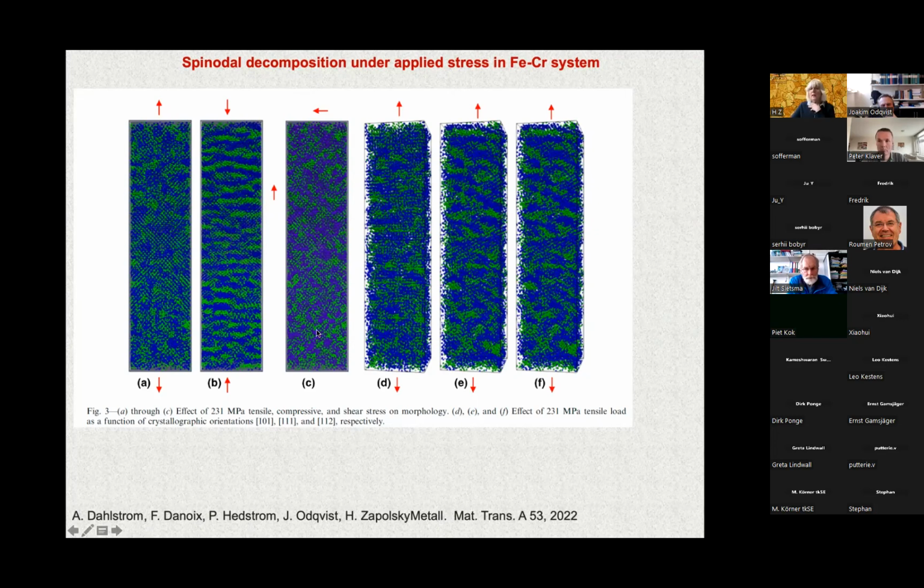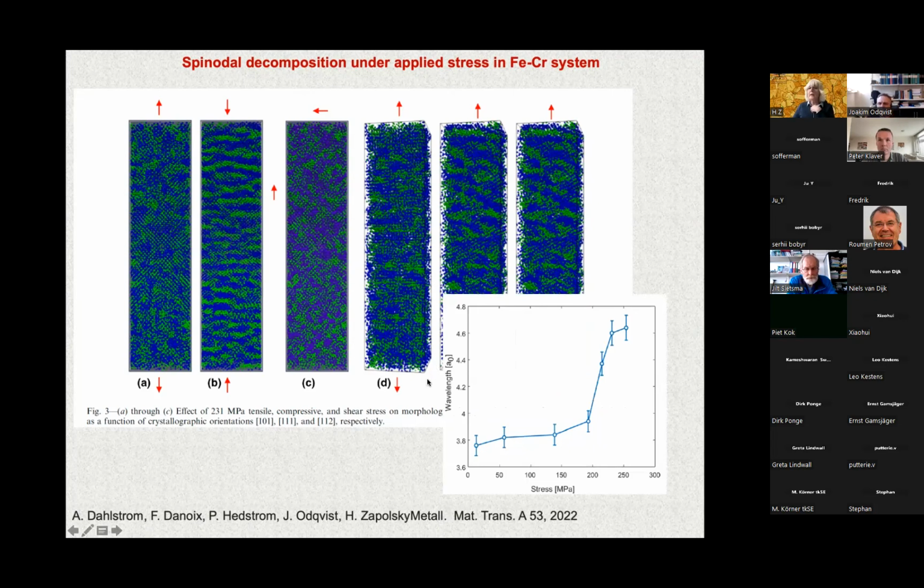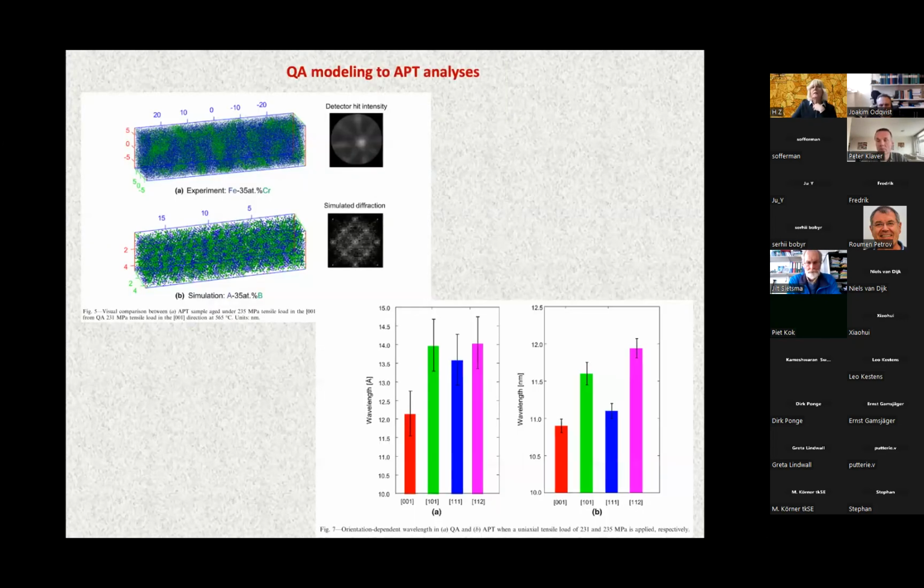This is normal, but using this kind of modeling, we can, for example, predict the increase of wavelengths if we apply an external stress. This can be another interesting point, that we can compare this kind of prediction with 3D atom probe analysis. And it was done in this case for the iron chromium system. On the left, you can see the wavelength measurement using 3D atom probe analysis in the different directions under applied stress 231 in the experimental data, and in our case we applied 235 megapascals, so it's very close. And in the upper figure, you can see the experimental data from 3D atom probe analysis.